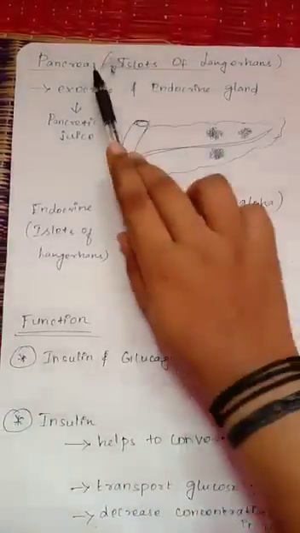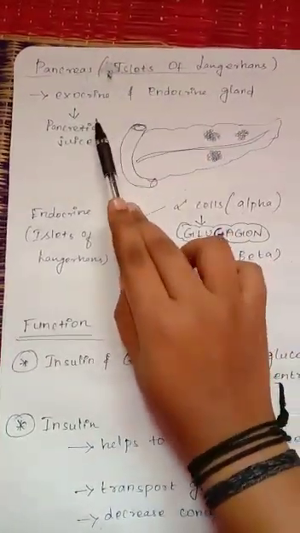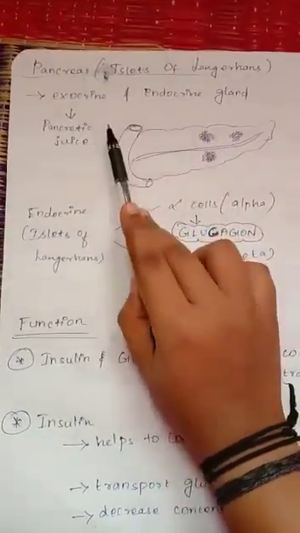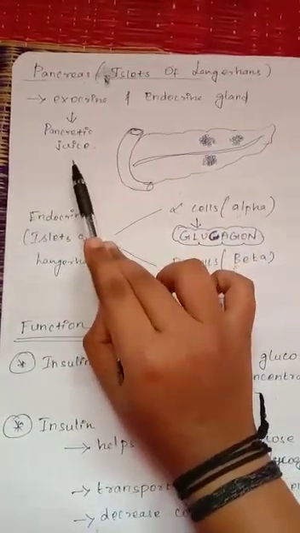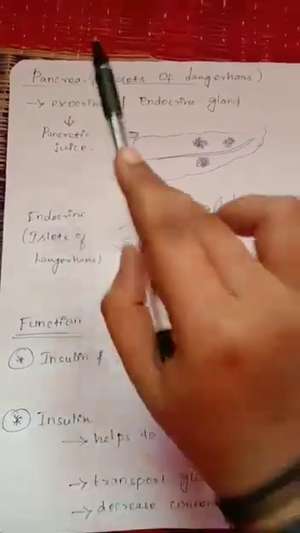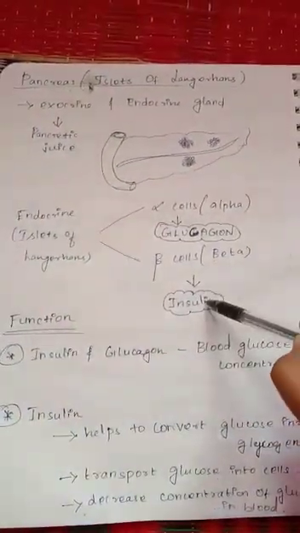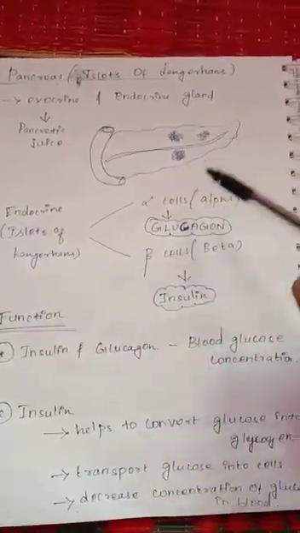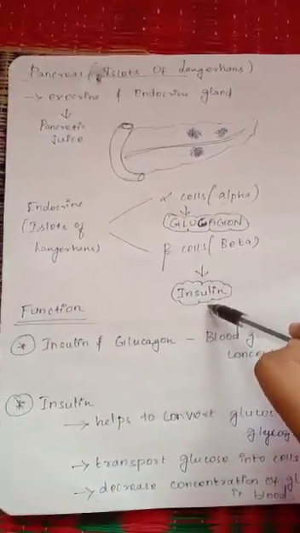The next gland is the pancreas, islets of Langerhans. This plays the role of both exocrine and endocrine gland because it secretes both enzymes and hormones. It produces pancreatic juice, the enzyme which helps in digestion of food. The endocrine glands secrete two types of hormones by alpha cells and beta cells. The alpha cells produce glucagon and the beta cells produce insulin.